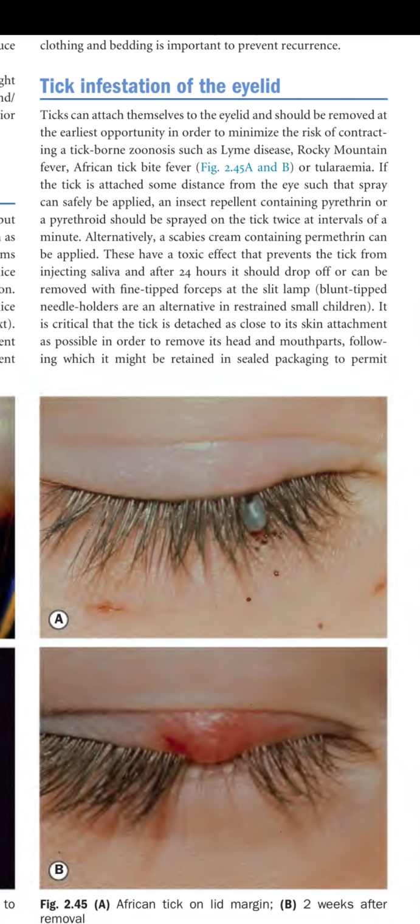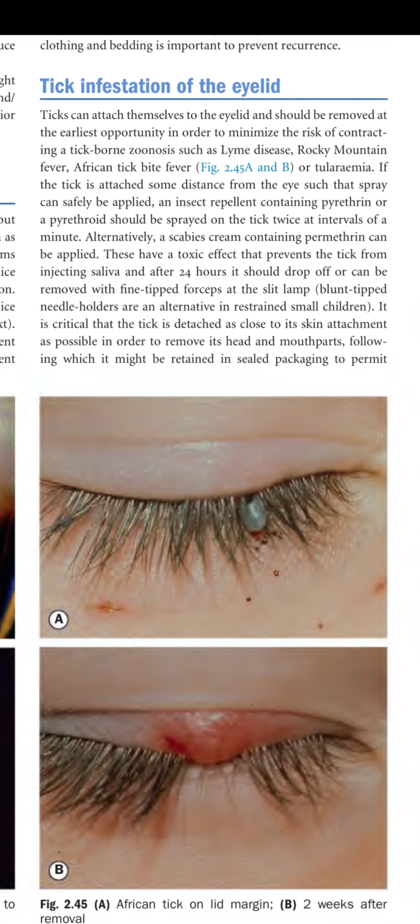If the tick is attached some distance from the eye, a spray can be easily applied. An insect repellent containing pyrethrin or pyrethroid should be sprayed on the tick twice at an interval of a minute. Alternatively, a scabies cream containing permethrin can be applied. These have a toxic effect that prevents the tick from injecting saliva, and after 24 hours it should drop off, or it can be removed with fine-tipped forceps at the slit lamp. Blunt-tipped needle holders are an alternative in restrained small children.